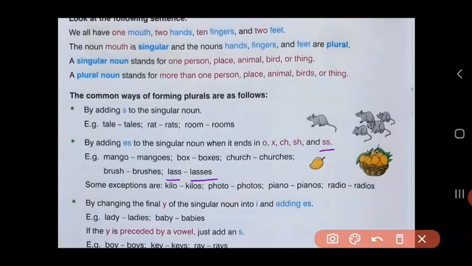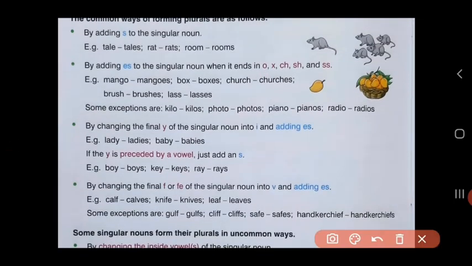There are some exceptions that don't use this rule. Like kilo, the plural is kilos. Photo is photos. Piano, plural is pianos. And radio, the plural will be radios. All these nouns also end in O. But here the rule does not apply. Here you just have to add S to the singular and make it plural.